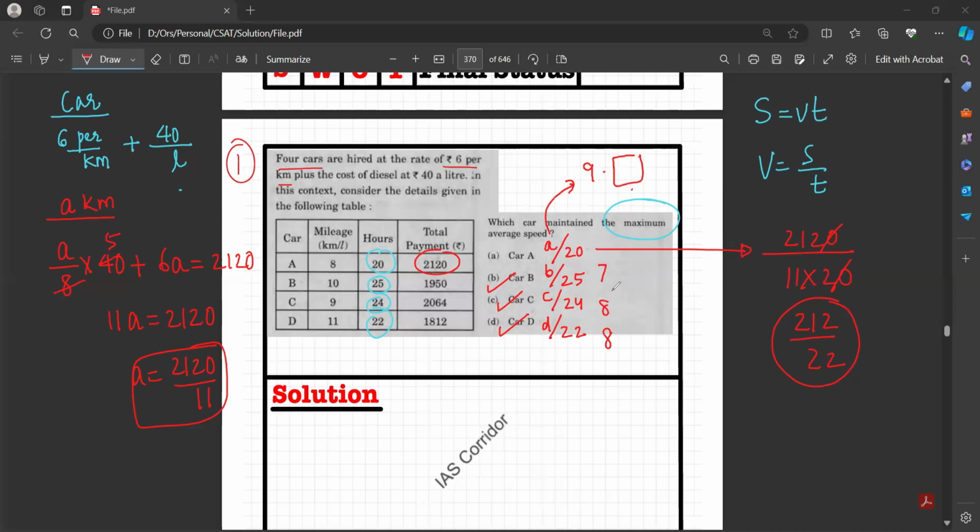Clear? So here we cannot use any trick. We have to calculate it. So it is better to leave this question in the exam, or else the concept remains this. Let us proceed to the next problem.